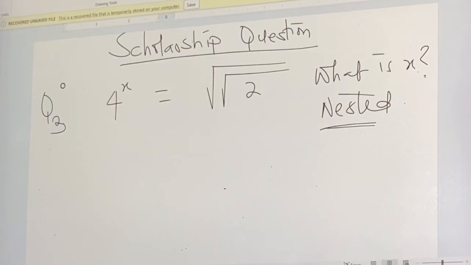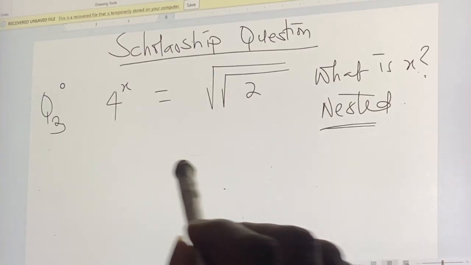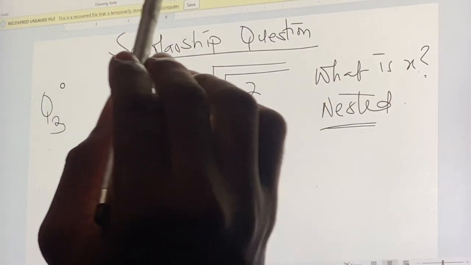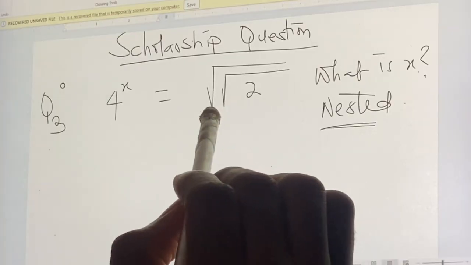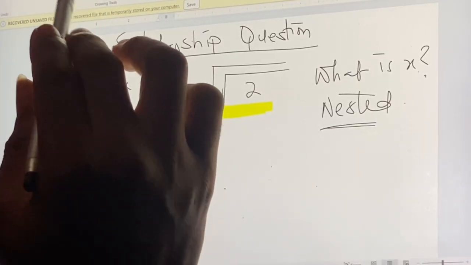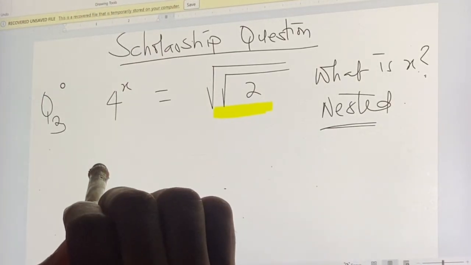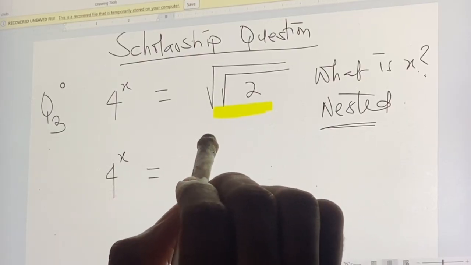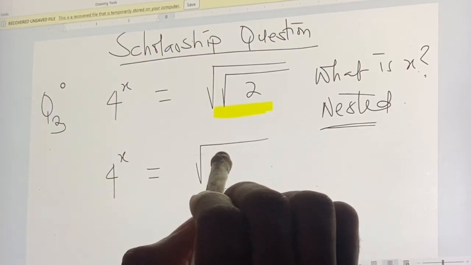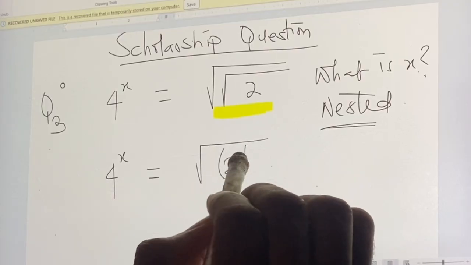So let's solve this question here. To solve it, I have to reduce everything to its base. But before then, let's first of all simplify this first. I have 4 raised to the power of s is equal to the square root of 2, all raised to the power of 1 over 2.